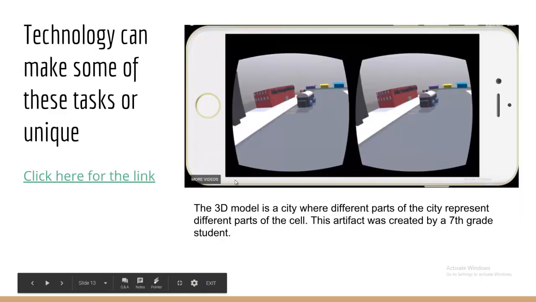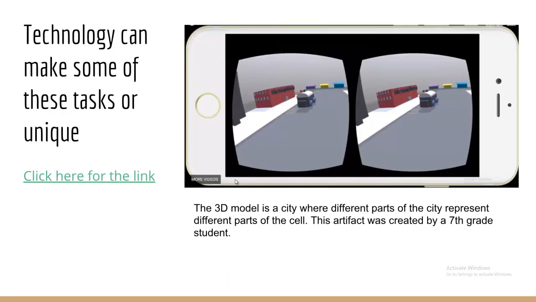Now this is one of my favorite ones, and this shows that technology can make the task unique and the assessment unique. What they were supposed to do in this problem is create a picture or a poster of a city, and then have the different parts of the city correspond to the different parts of a cell. And this was all based on our science curriculum, and it had all the standards attached to it.